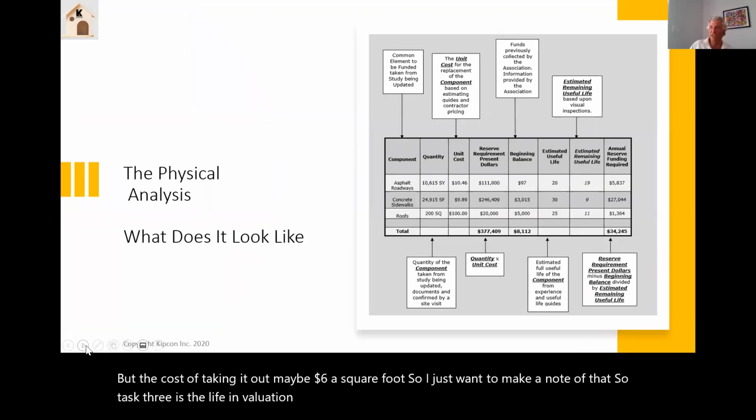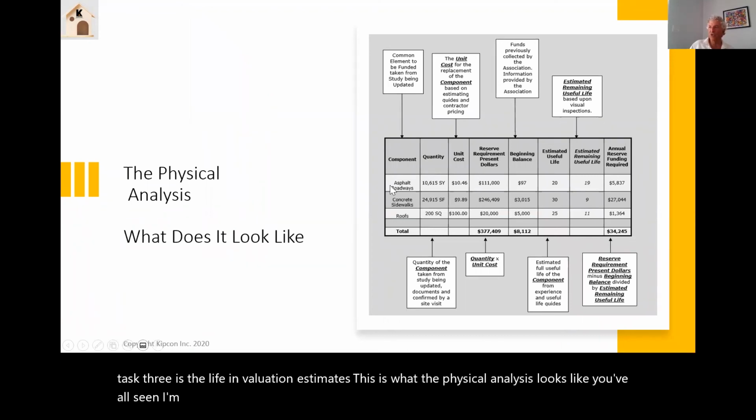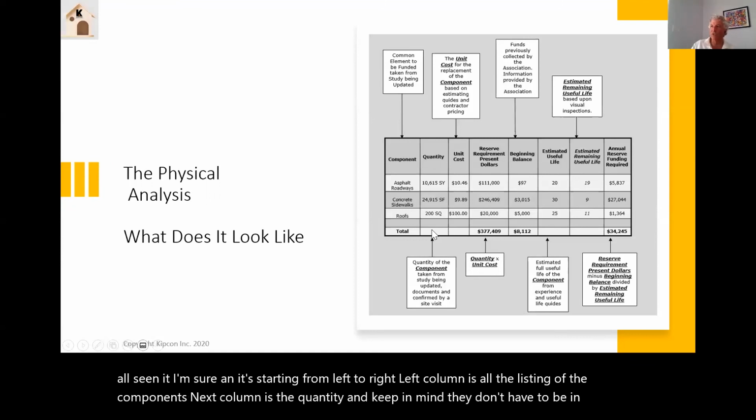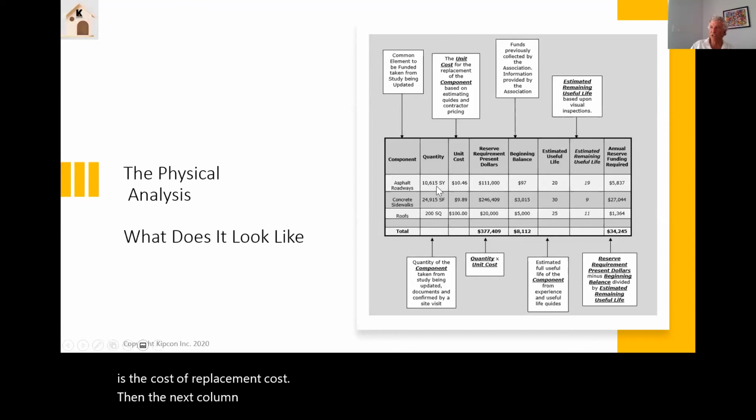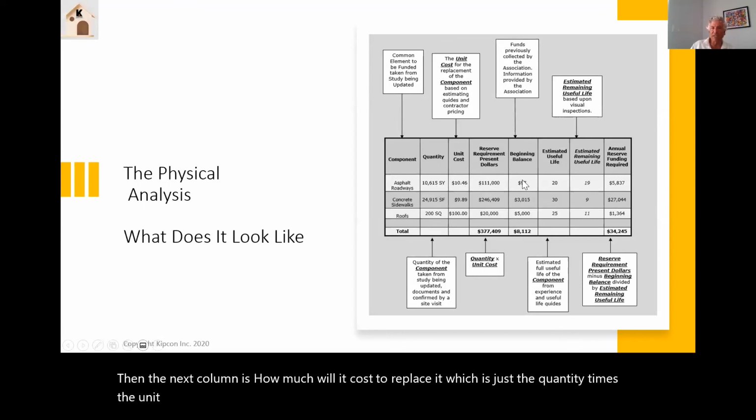This is what the physical analysis looks like. You've all seen it, I'm sure. Starting from left to right, the left column is the listing of the components. Keep in mind, they don't have to be in this order, but this is the order that we use. The next column is the quantity of that component. Next is the replacement cost. Then the next column is how much it will cost to replace it, which is just the quantity times the unit cost. Beginning balance is how much is set aside.